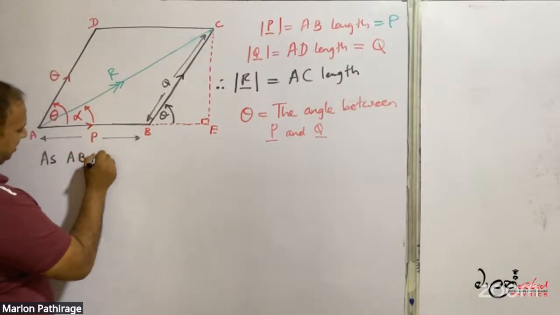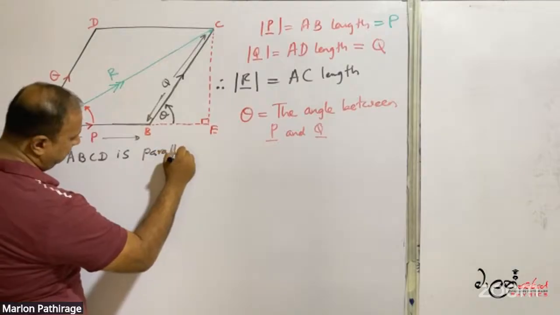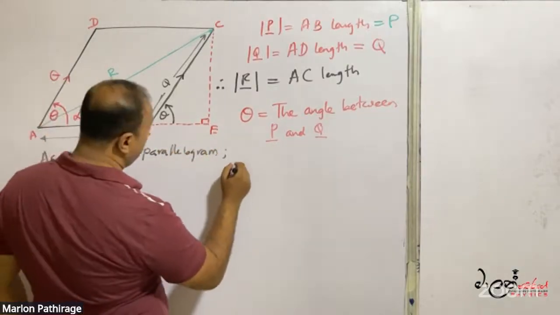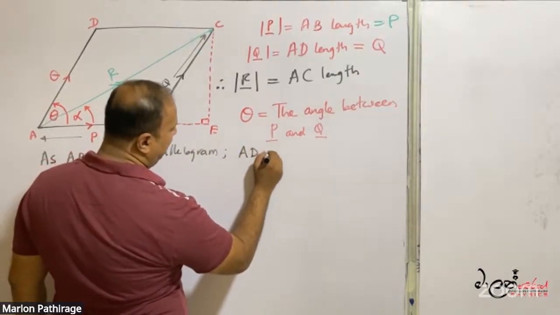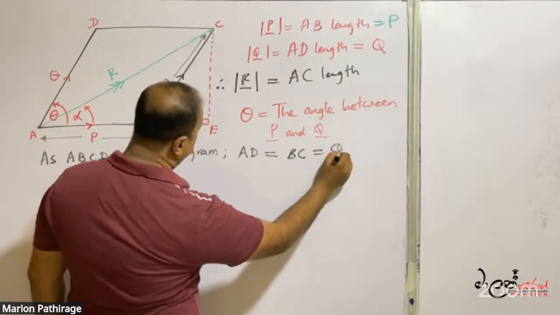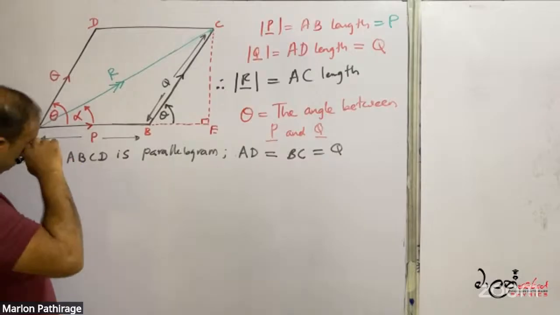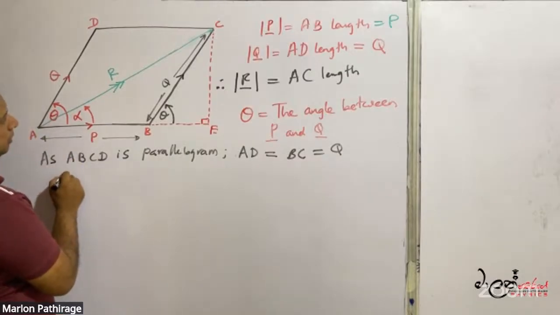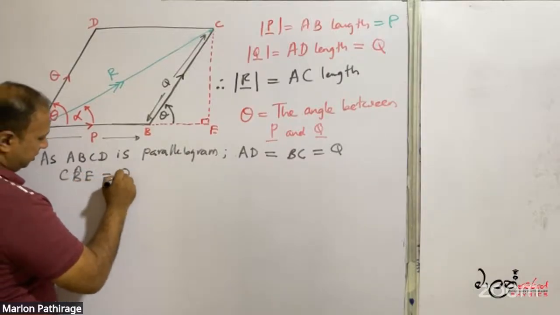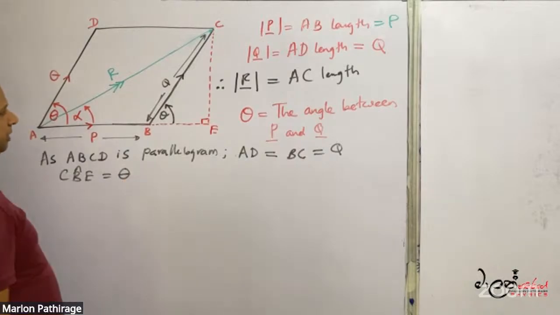ABCD is a parallelogram. AD length is equal to BC length, and that is Q. And CBE angle is equal to theta.